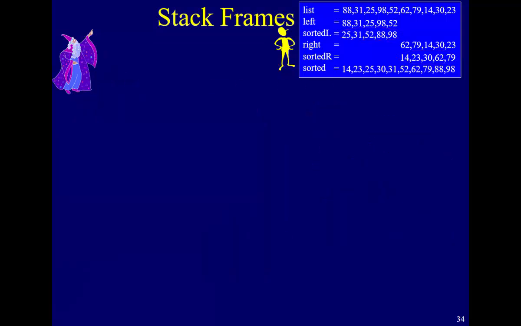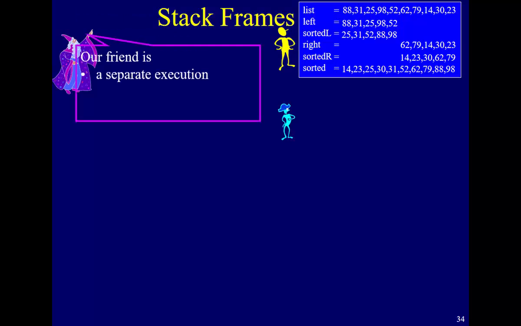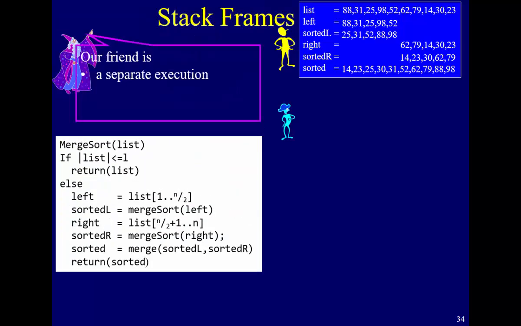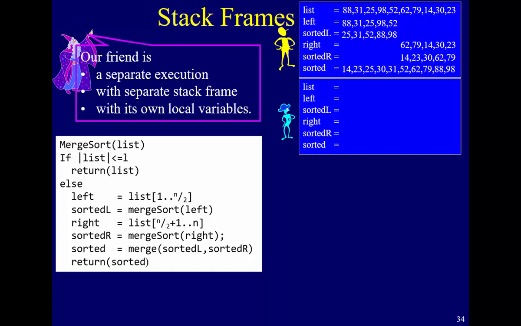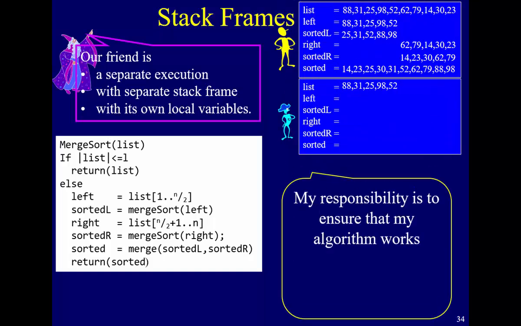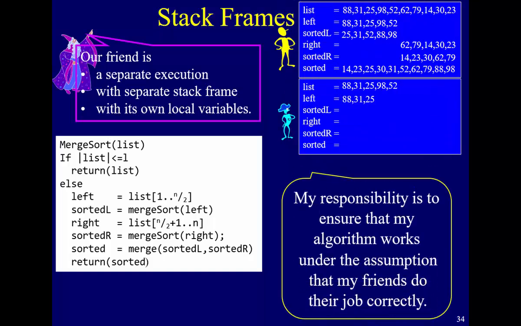Now, how does our friend actually work? Our friend is given a separate execution of it. He's given a separate stack frame. He's given separate local variables. So he's given his input, and his job is to ensure that he gets his answer subject to his friends working. So he gives half to his friend, who gives the answer. He gives half to his other friend, who gives him the answer, and he merges the two together, right? That's what he does. Everybody good?